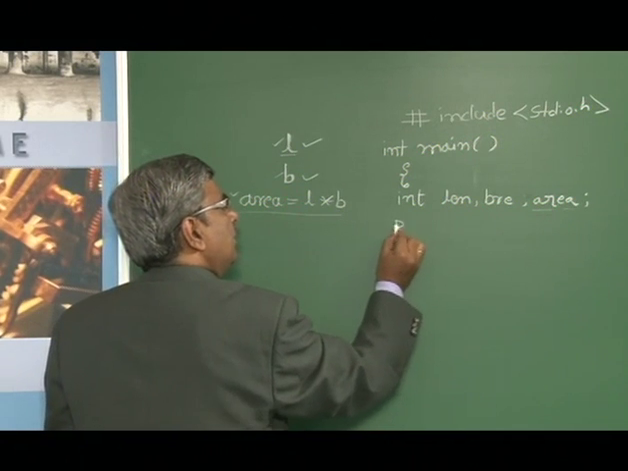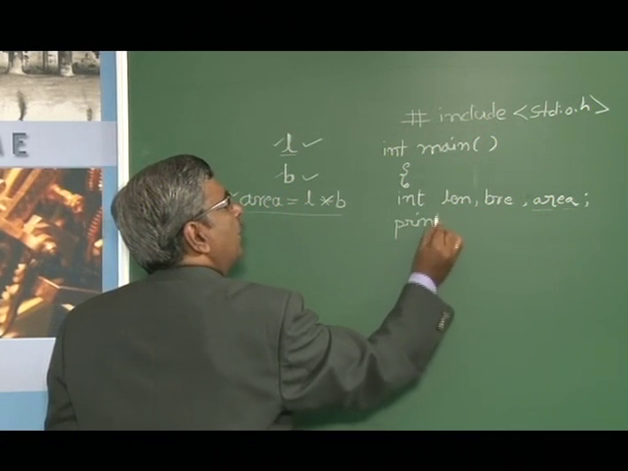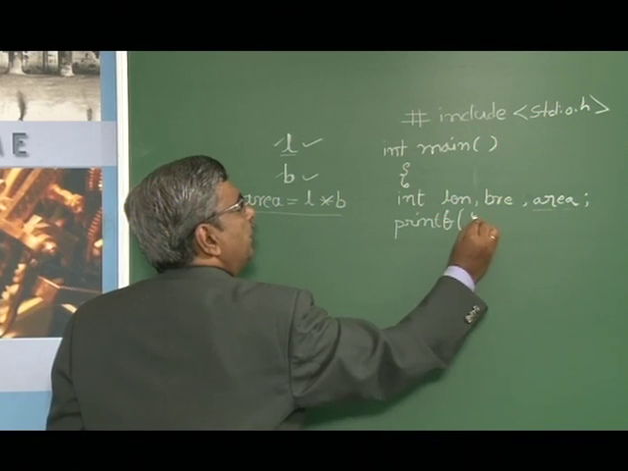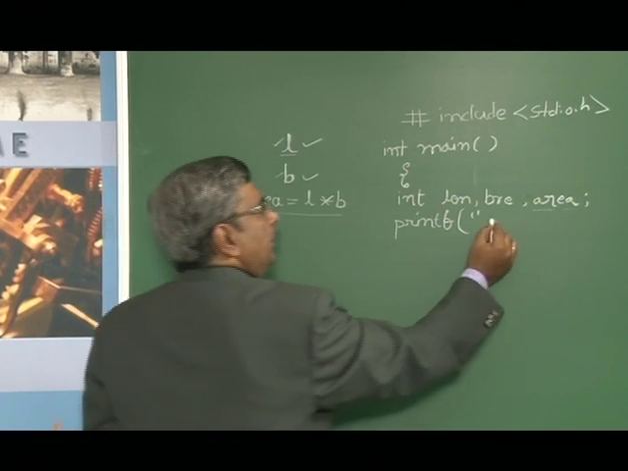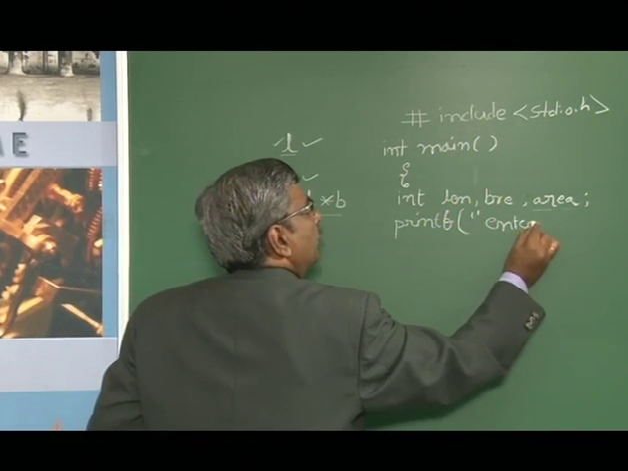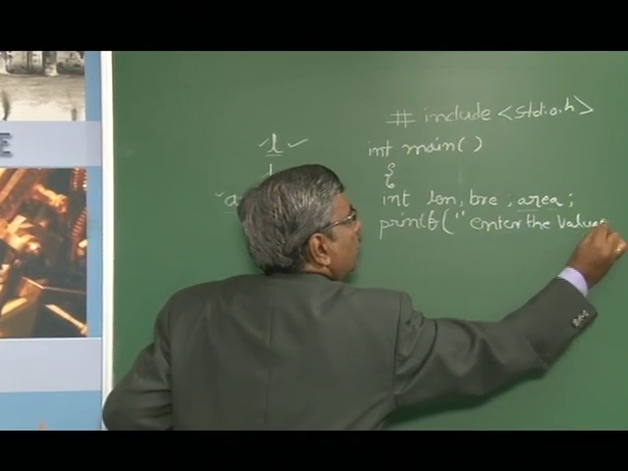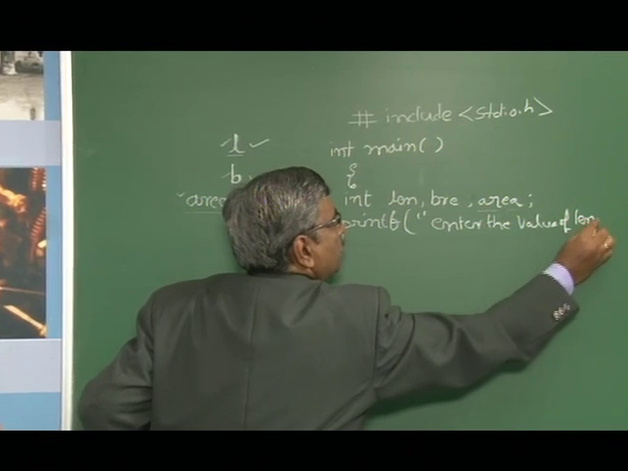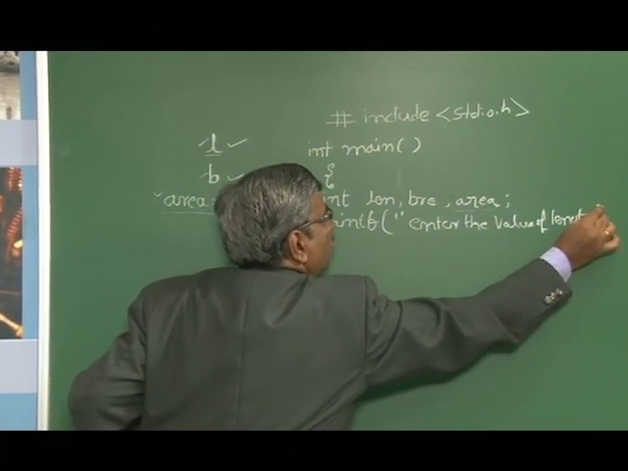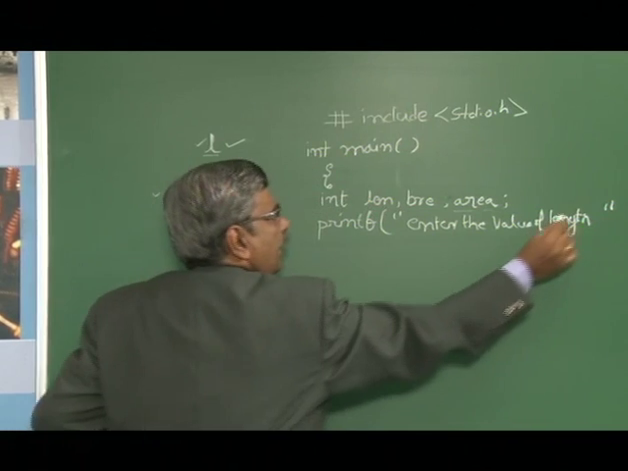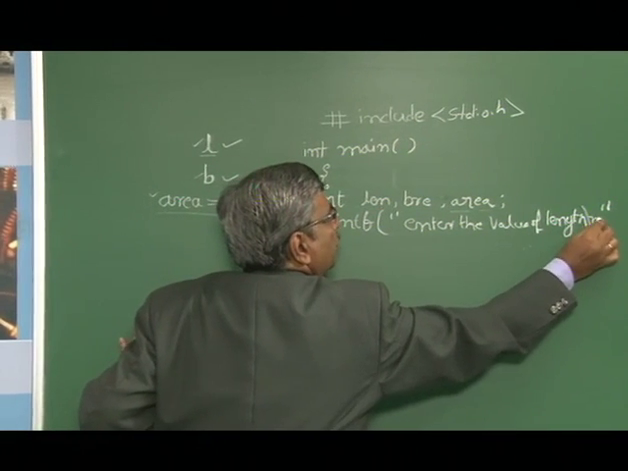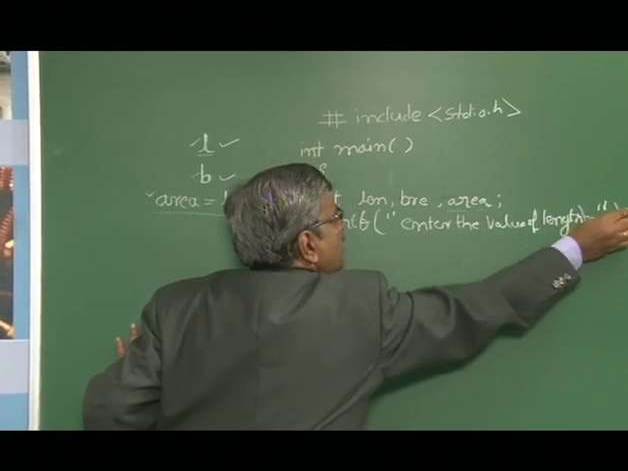Next, first let us ask the user to enter the value of length using a printf statement in double quotes: "Enter the value of length". If you use \n, the control goes to the new line, and put a semicolon.